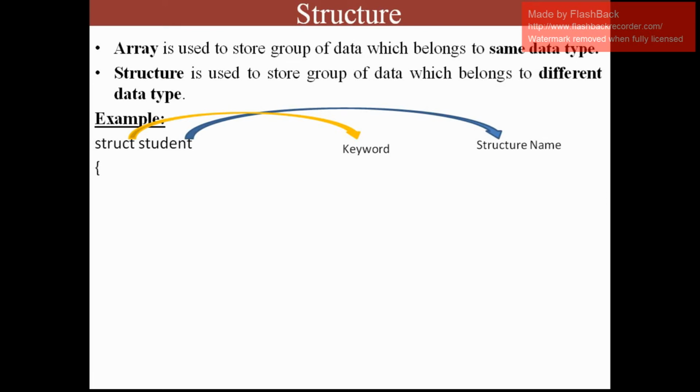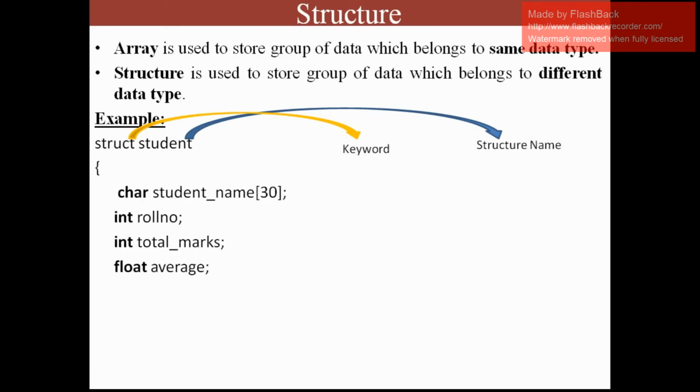So what are the general things in a student? There will be a student name, a student roll number, the student's marks, and the student average. If you are seeing here, name is a string, roll number is an integer, total mark is an integer, and average is a float. So three kinds of data: character or string data, integer data, and float data. Different kinds of data can be stored under a structure.